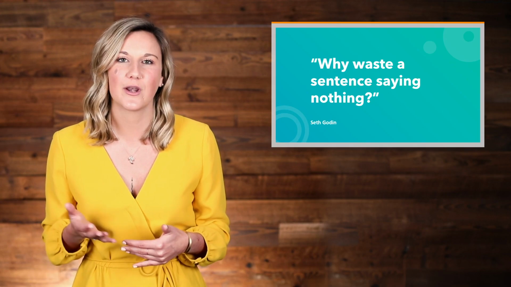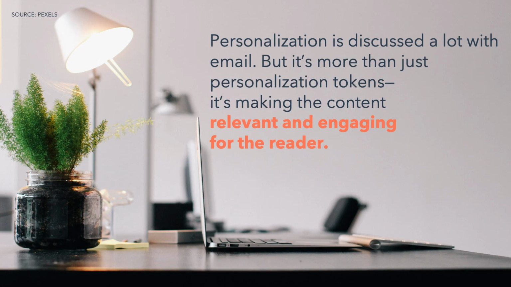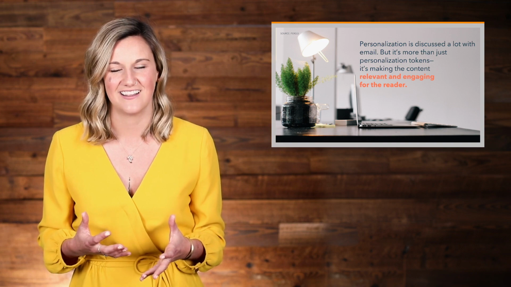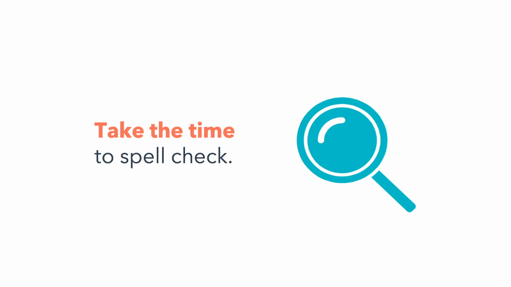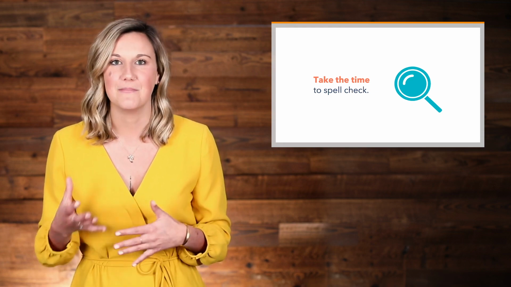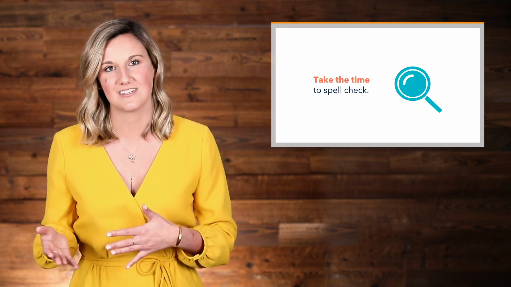Next, personalize when appropriate. Personalization is discussed a lot with email, and it's more than just personalization tokens. It's about making the content relevant and engaging for your reader. But you also want to use personalization tokens to amplify your email copy. Consider adding the contact's first name, mention their interests, or an action the content has taken with your company. All of this provides a personalized experience for your reader. And lastly, proofread. Take the time to spell check. People lose trust over small things, so don't let a misspelled word be the reason you turn a contact away.